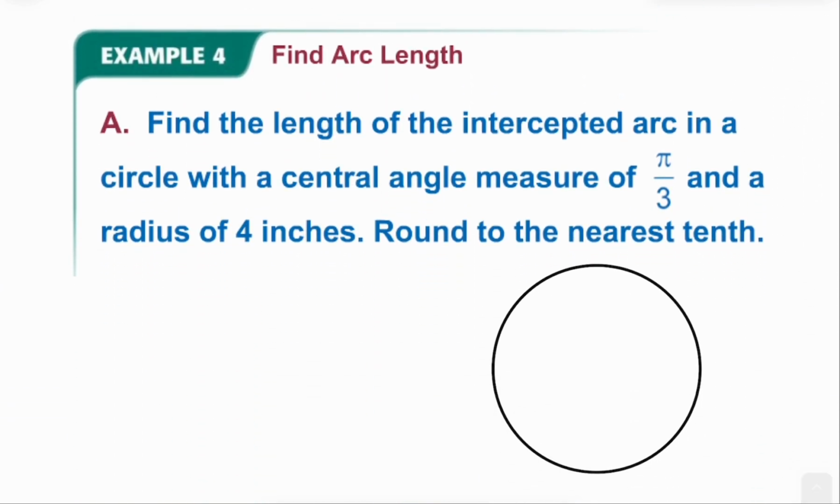So here, let's look at an example. It says find the length of the intercepted arc in the circle with a central angle measure of pi over 3 and a radius of 4 inches. And we're going to round to the nearest tenth. So I'm going to draw in my radius, and then I am going to draw a central angle. Now, pi over 3, since a pi worth of radians is 180 degrees, 180 divided by 3 is 60. So I'm going to approximate what 60 looks like.